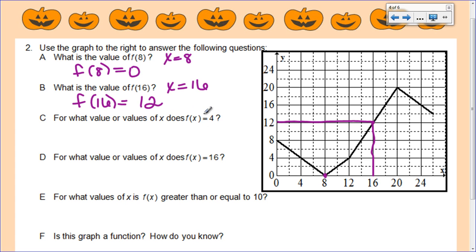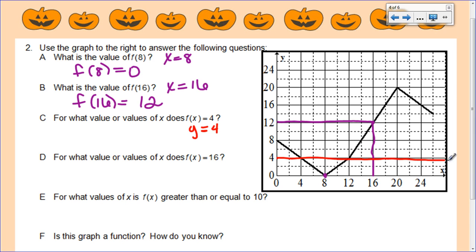This time they don't give you the x. They say f of x equals 4. So they're basically saying y equals 4, because remember, f of x and y are the same thing. So now they're telling you the y value. They're saying y equals 4. So I'm going to draw a line right here where y equals 4 across.